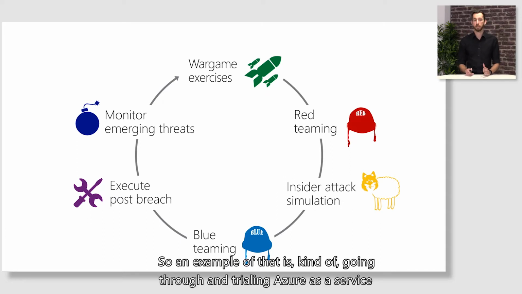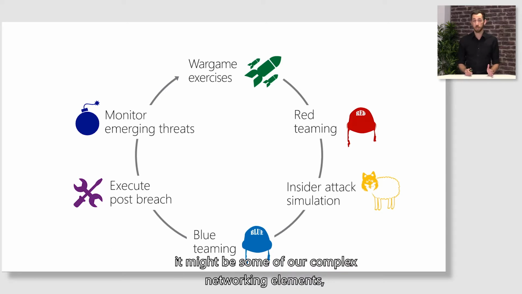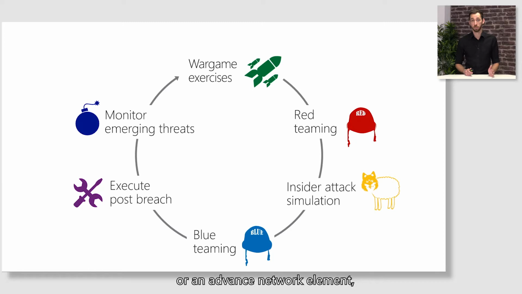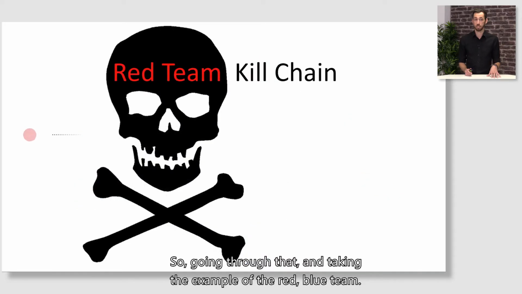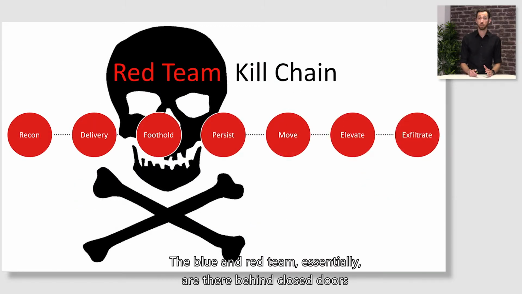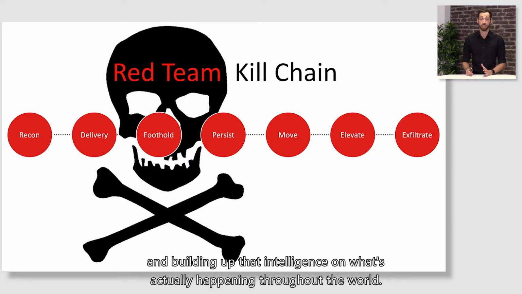An example of that is going through and trialing Azure as a service and all the different elements. It might be a simple VM, some of our complex or advanced networking elements, or some of our automation elements. So, taking an example of the red-blue team, the blue and red team are there behind closed doors, working through and probing Azure and our other services and building up that intelligence on what's actually happening throughout the world.